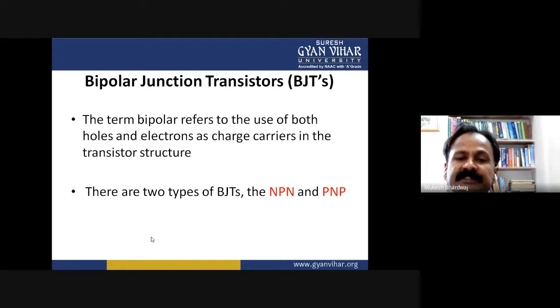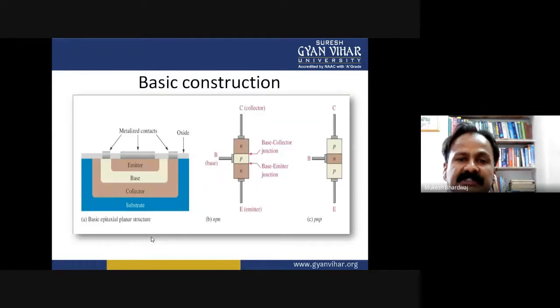There are two types of BJTs. One is NPN and the second is PNP. This is the basic construction of a transistor, an NPN type or a PNP type. As you see in the slide, the diagram shows the basic epitaxial planar structure. First, you take the substrate. On that substrate, you use a semiconductor as a collector, then a semiconductor as a base, then a semiconductor as an emitter.